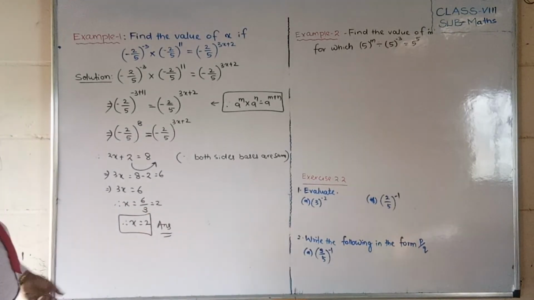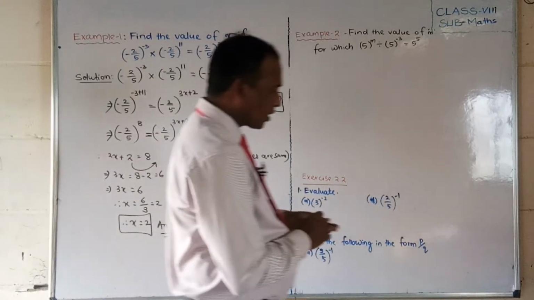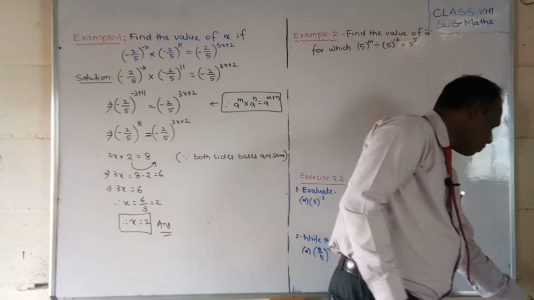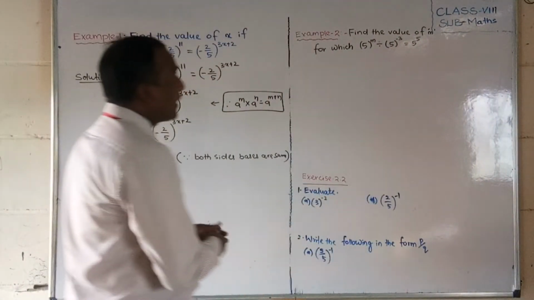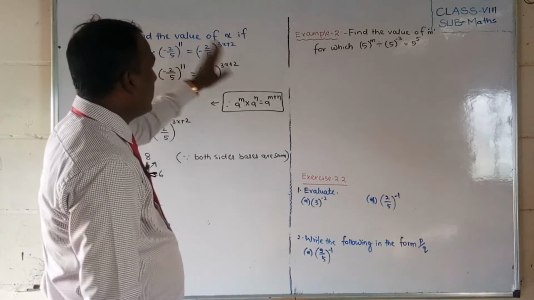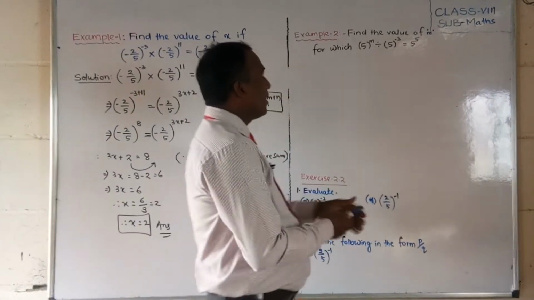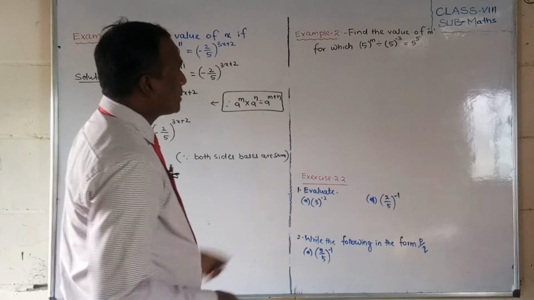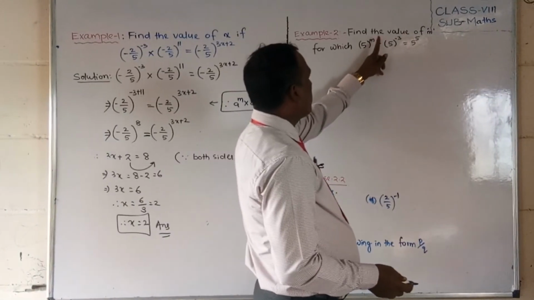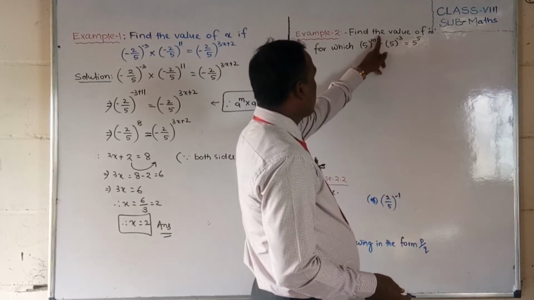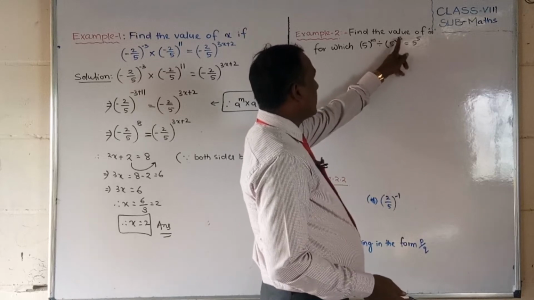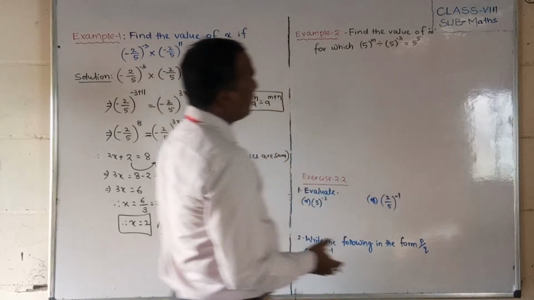Okay students, in the same way, we can solve the other examples which I have written on the board. So find the value of m. Here find the value of x. Here also find the value of m. For which m, (5 to the power m) divided by 5 to the power minus 3 is equal to 5 to the power 5.